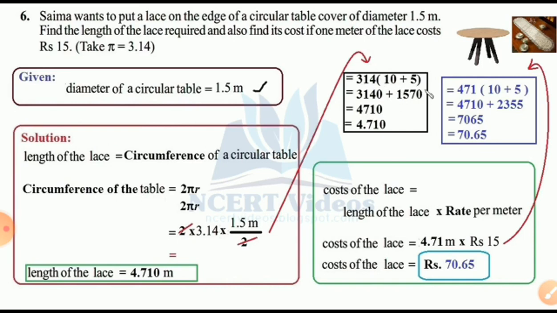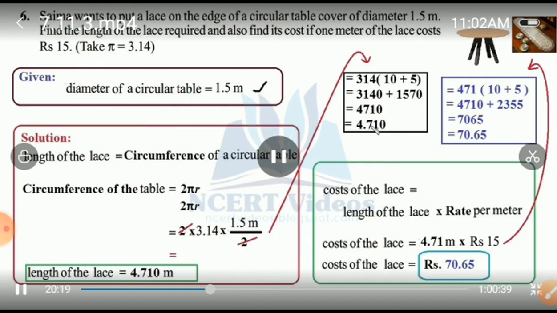How did it come? Cost of the lace is length of the lace multiplied by rate per meter. 1 meter of lace costs 15 rupees, so how much will 4.71 meters cost? So the rupees will be 70 rupees and 65. Instead of 15 rupees you can put 10 plus 5. So both the methods are here. You can go through it.